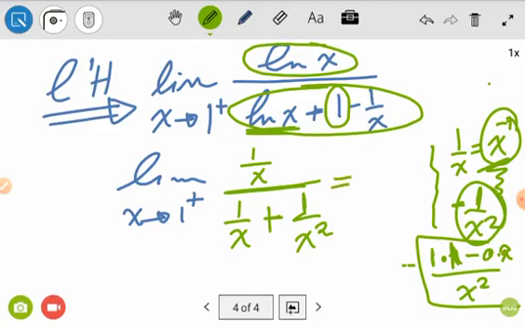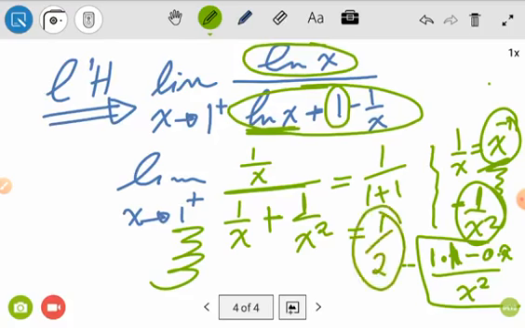What's the answer here? When you apply the substitution, 1 from the right side, 1 over 1.000 something will be 1, plus 1 over 1.000 something to the power of 2, which is also 1. So my final answer is half.